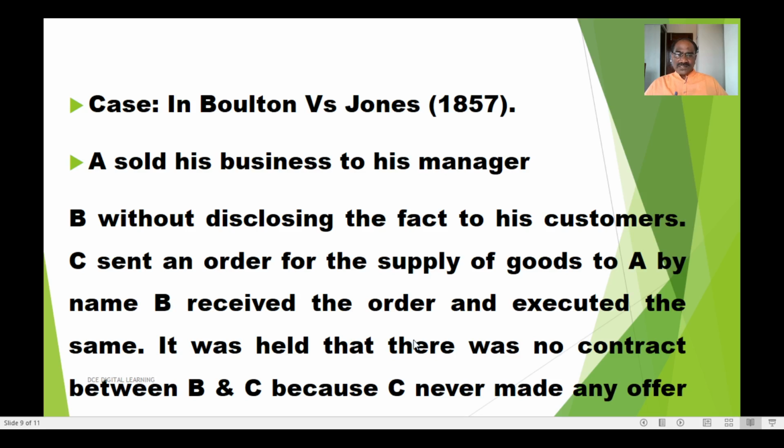But here it was held that there was no contract between B and C. ಬಟ್ ಇಲ್ಲಿ ಬಿ ಅಂಡ್ ಸಿ ನಡುವೆ there is no any valid contract because C never made an offer. So therefore, because C never made an offer, so here in these circumstances there is no valid acceptance, and therefore it is not a contract. So this is one of the examples given.